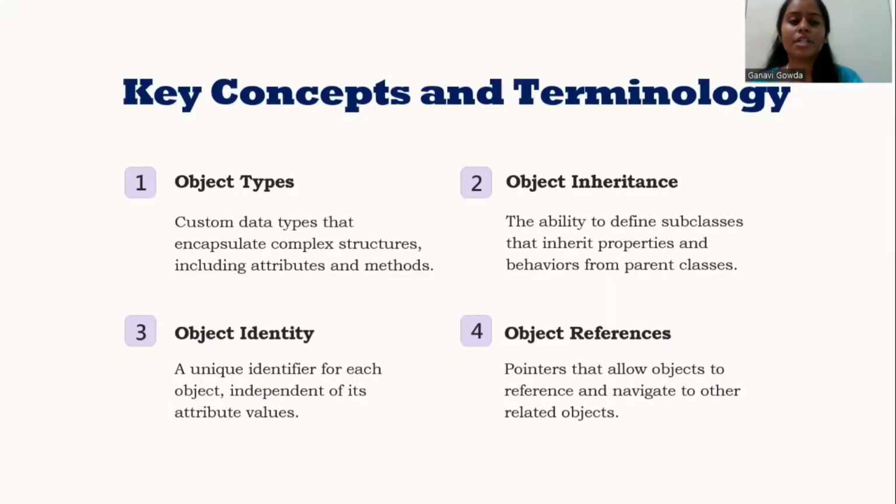Key concepts and terminologies. Object data type: the custom data type that encapsulates complex structures, including attributes and methods. Object inheritance: the ability to define subclasses that inherit properties and behavior from the parent classes. Object identity is a unique identifier for each object, independent of its attribute values. Object reference: the object references are pointers that allow objects to reference and navigate to other related objects.